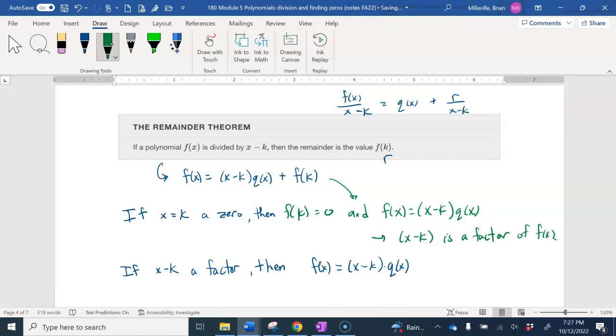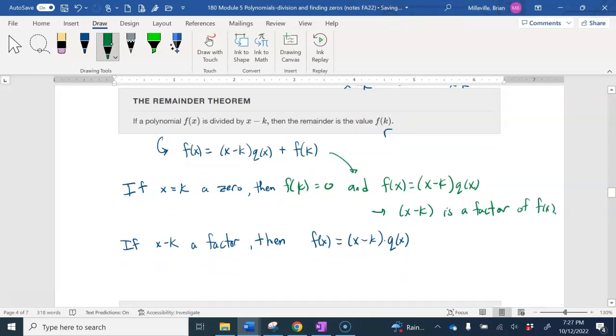Okay, vice versa. If x minus k is a factor, that means we can rewrite the function f of x as x minus k, that number k, times the quotient polynomial. No remainder after that. Well, it's pretty obvious here. If we plug in k for x, we're going to have k minus k times the quotient polynomial evaluated at k, which is going to give us 0 times the quotient polynomial evaluated at k, which is just 0. All right, which tells us that number k is a 0 of that polynomial.